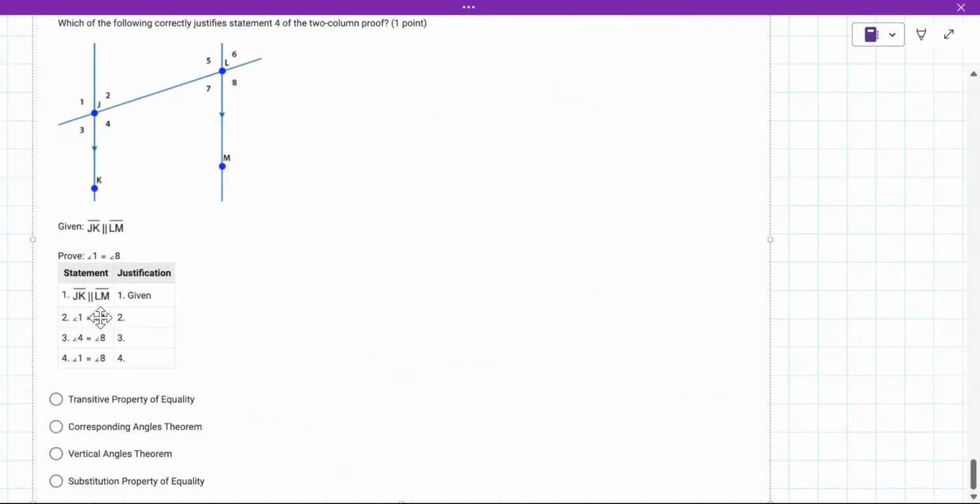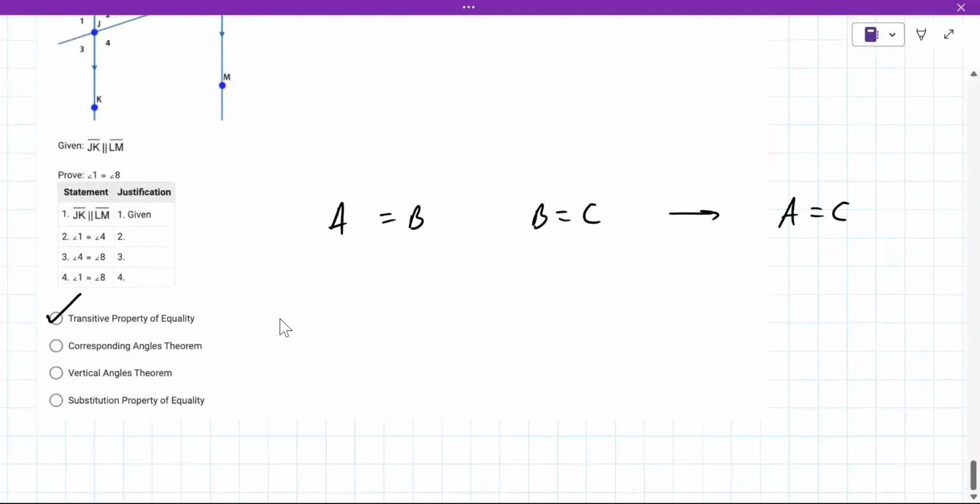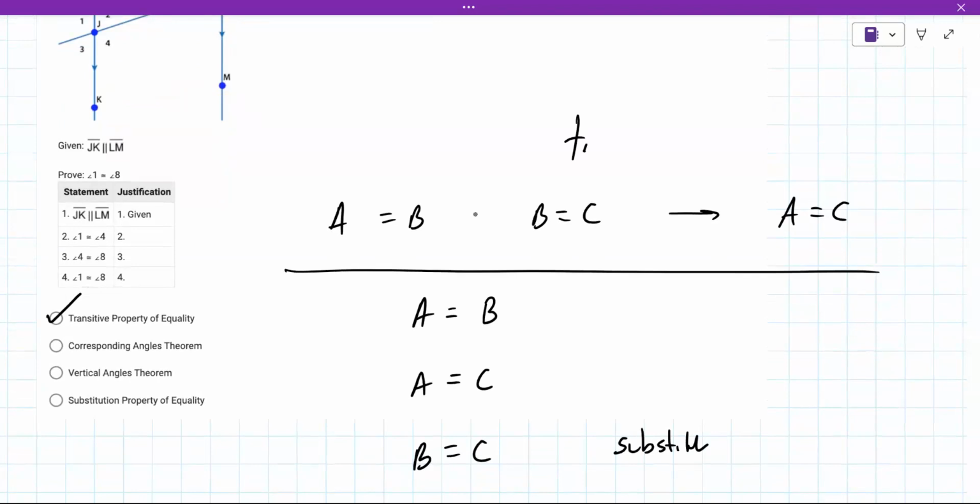So 1 is congruent to 4, 4 is congruent to 8. That's the whole if A equals B and B equals C, then A equals C. So number 4 is the transitive property. Now, where we ran into issues yesterday, and this is my fault, is if it says A equals B and A equals C, notice the order is slightly different. That is substitution. It has to be this path for transitive, and this path for substitution.